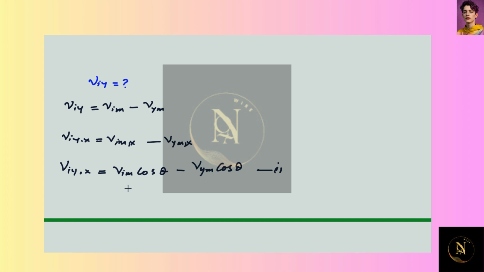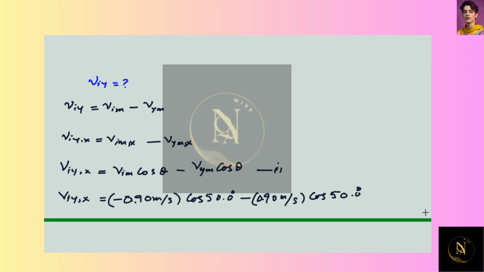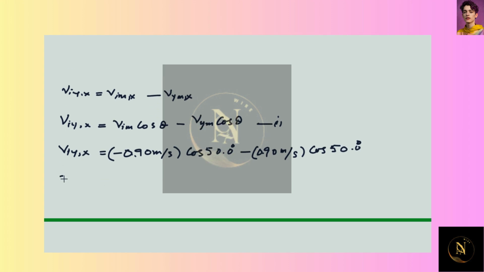Now by inserting values into this equation, we can write V_IY x is equal to minus 0.90 meter per second into cosine of 50.0 degree minus V_YM, which has the value of 0.90 meter per second into cosine of 50.0 degree. From here we get the value V_IY x is equal to minus 1.16 meter per second. We call it equation number 2.